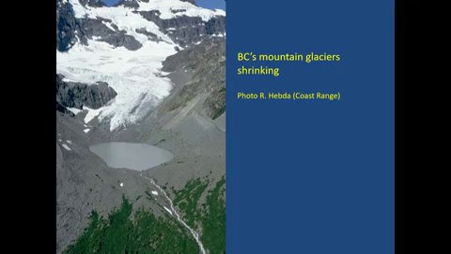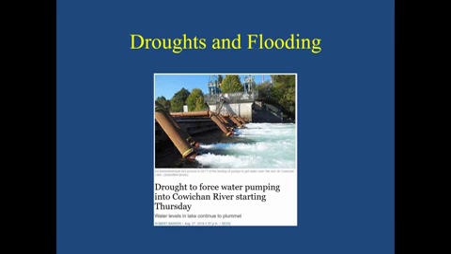Some examples of physical changes in British Columbia's mountains. The glaciers are shrinking and melting away, and this image shown in the Coast Range shows very rapid retreat of a mountain glacier and a bare landscape because it's yet to be colonized by plants, and this has happened in the last few decades. Another example of physical changes are droughts and floods. I'm using here an example of the low levels last year, 2019, of the Cowichan River, where water had to be pumped out of Lake Cowichan to have water run in the Cowichan River itself.